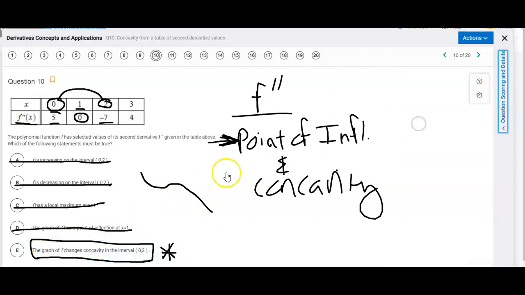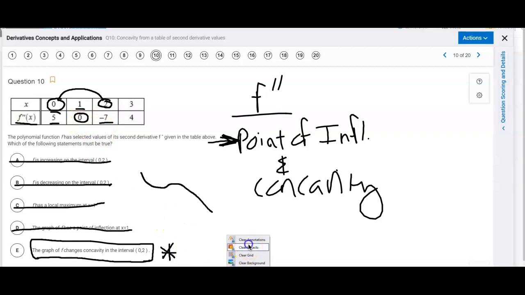Tricky stuff. Unfortunately, I guess maybe I need to rethink how I teach this, because when I teach this with tables, anytime concavity goes from a positive to a negative, and there's a 0 there, I have always taught my students, okay, well, that's going to be a point of inflection. But I guess technically maybe not.